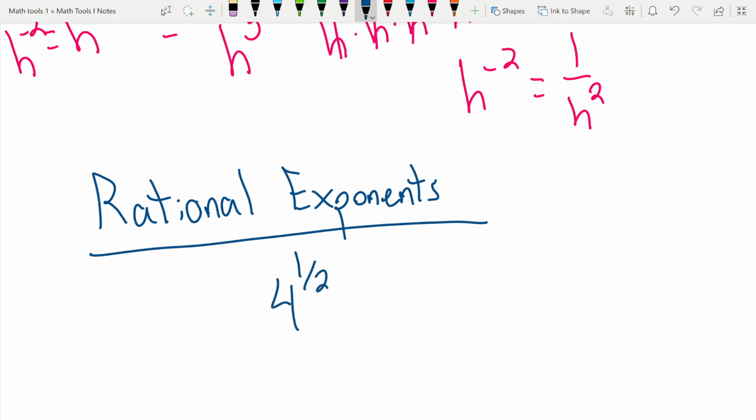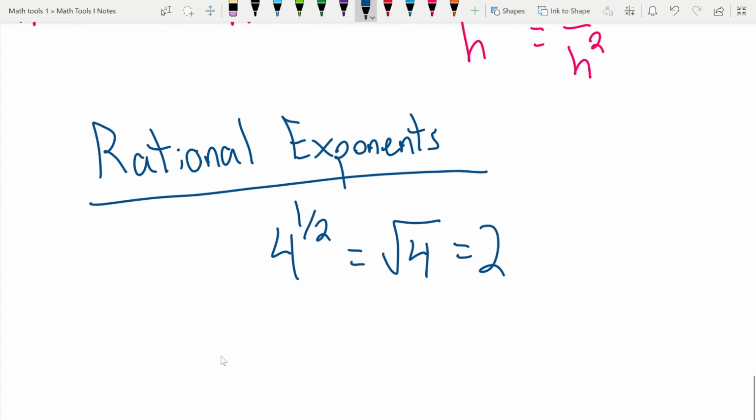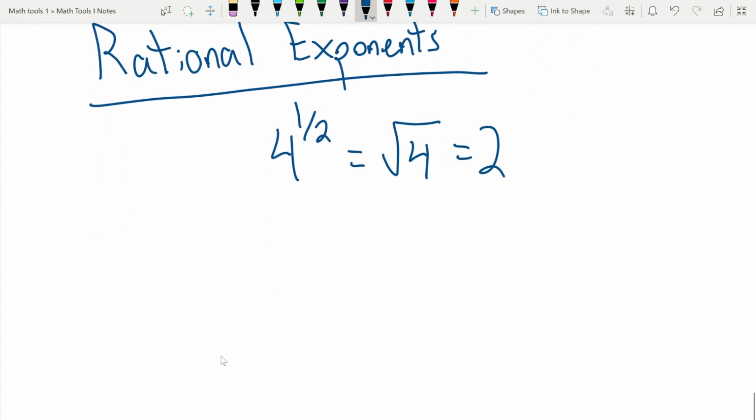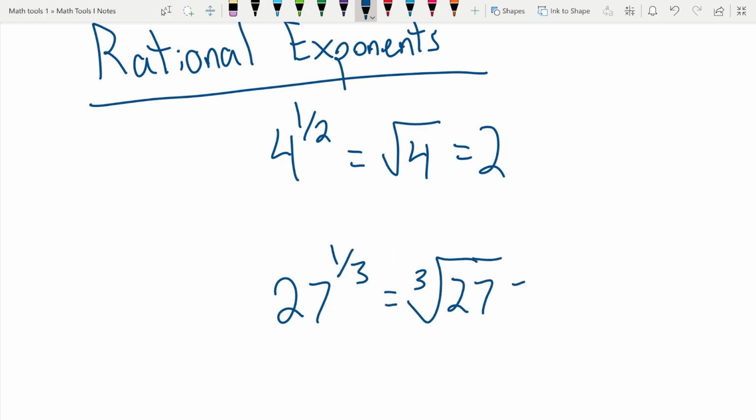So 4 to the 1/2 power is equal to the square root of 4, which is equal to 2. You can try this out in your calculator. If you've never seen this before, you can do 4 raised to the 0.5 power, and you'll see that you get 2 because that's the square root of 4. Another example, 27 to the 1/3 power is the cube root of 27, which is 3. Again, these are just another definition. This is how the rational exponents are defined.